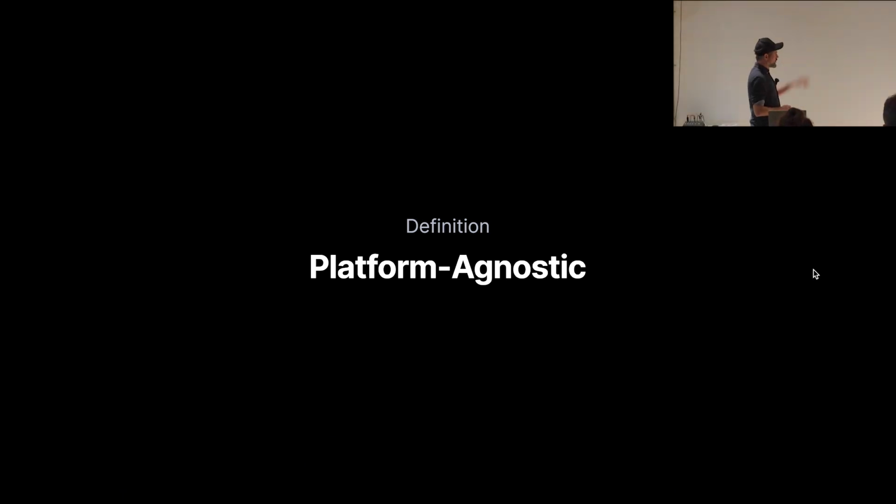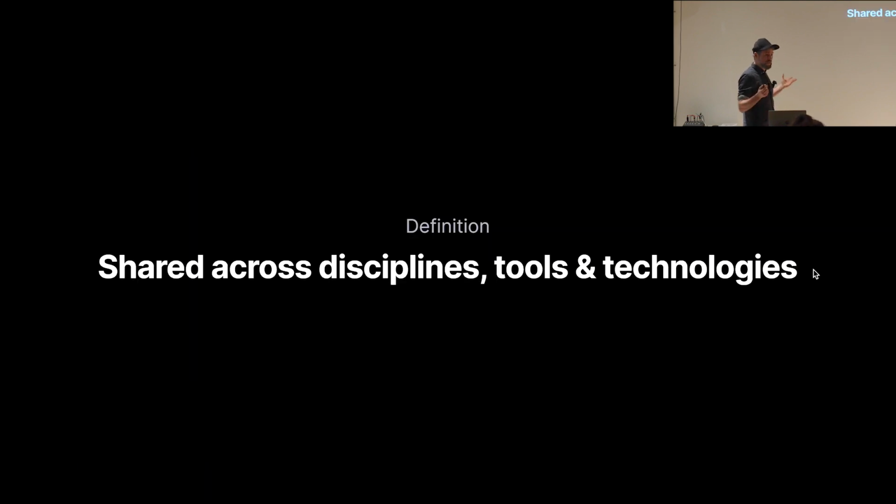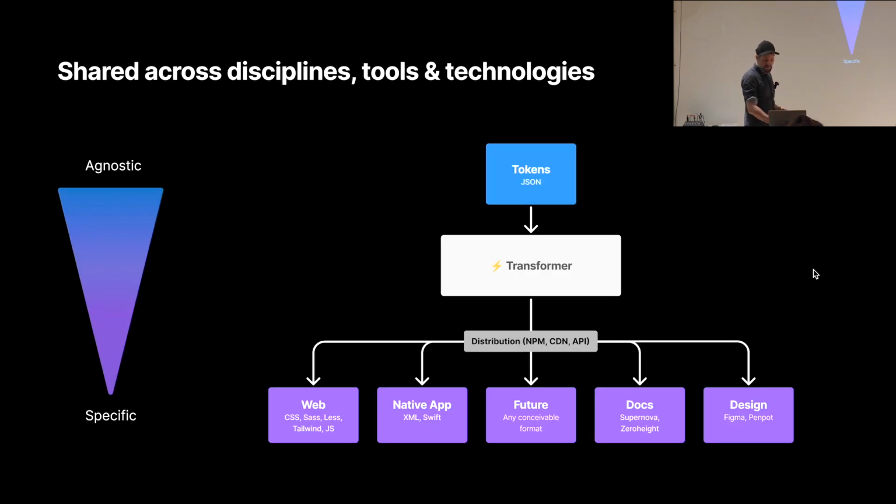All right, platform agnostic. That's really easy. I already showed you why it's platform agnostic. Design tokens are typically stored in JSON format, and they're typically hosted in a repository outside your specific tools or tech stacks. And that's really what I want to tell you about platform agnostic. We'll learn about that in the next slide. Because the really interesting part is design tokens are there to be shared across disciplines, tools, and technologies.